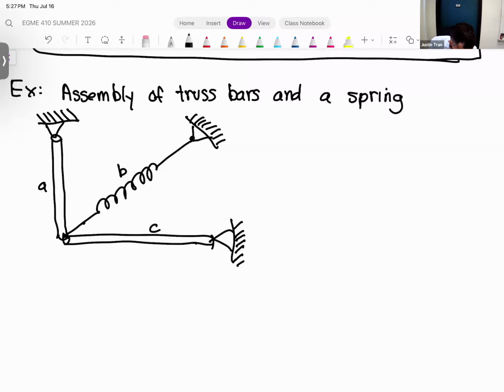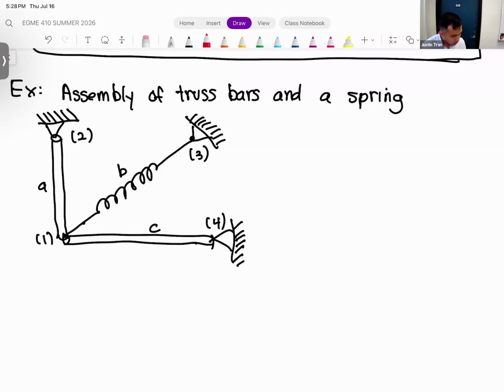Let's label our nodes here. Node 1 is going to be the point where they all converge together. Node number 2 is going to be the fixed support for element A. Node 3 is going to be the fixed support for the spring B. And then node 4 is going to be the fixed support for element C.